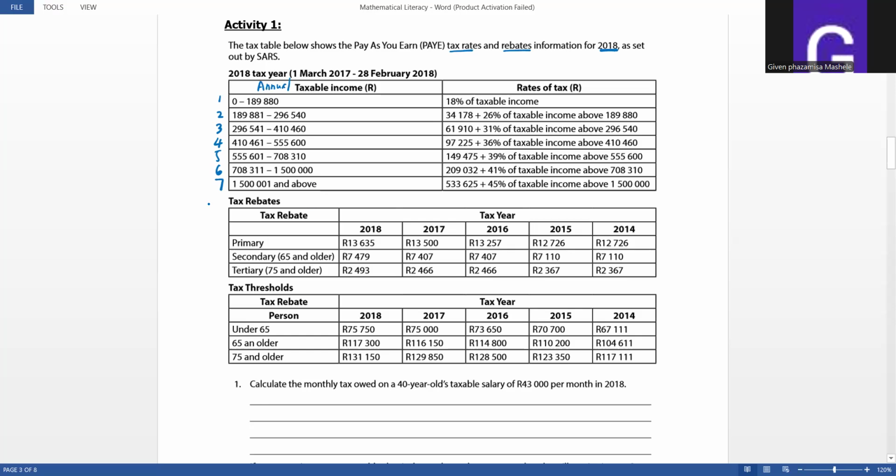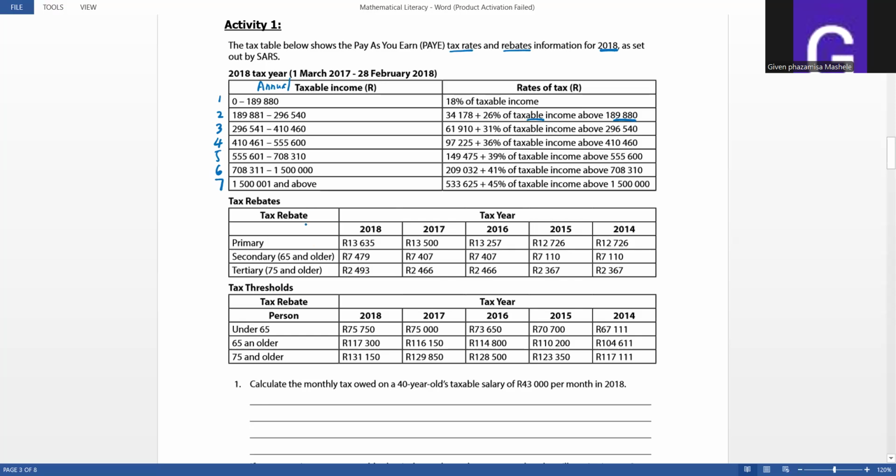So any person who's earning between 0 and 189,880 is eligible to pay tax of 18% of the taxable income. But the one earning between 189,881 and 296,540 has to pay 34,178 as the minimum, plus 26% of the taxable income that is above this. So we'll talk about this.